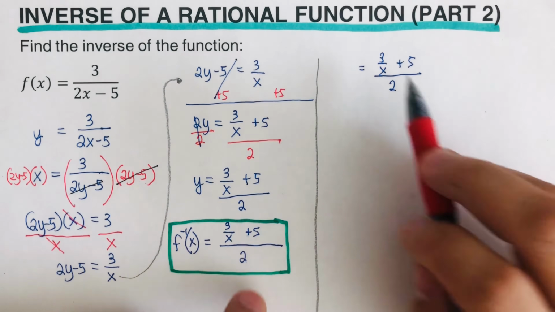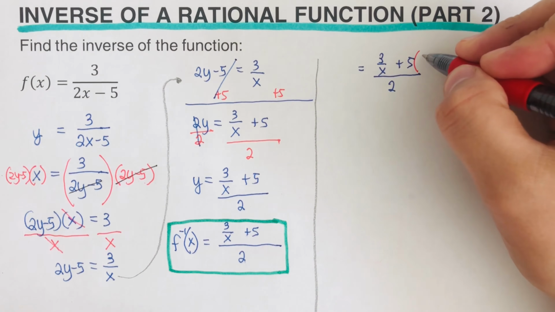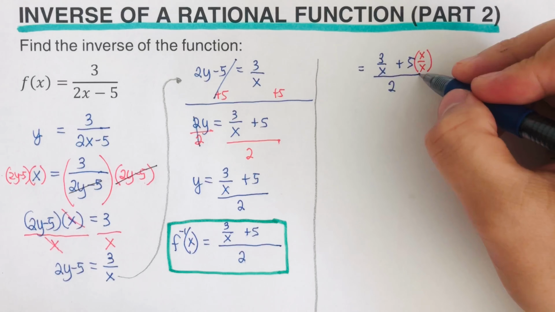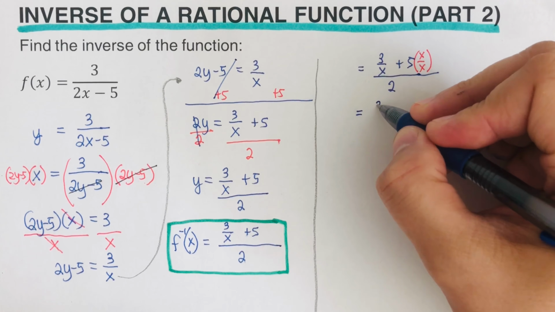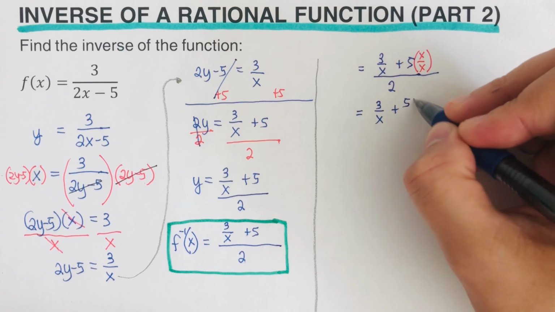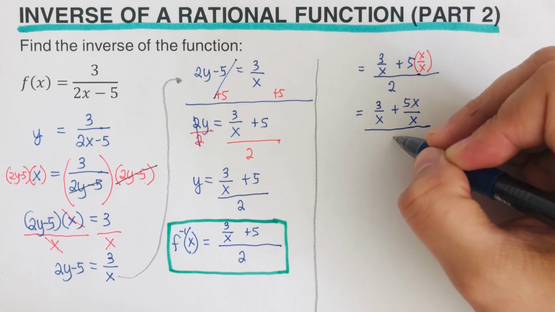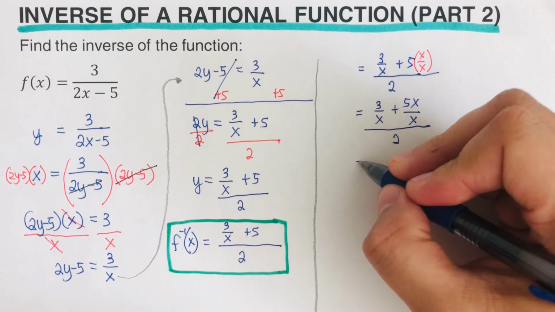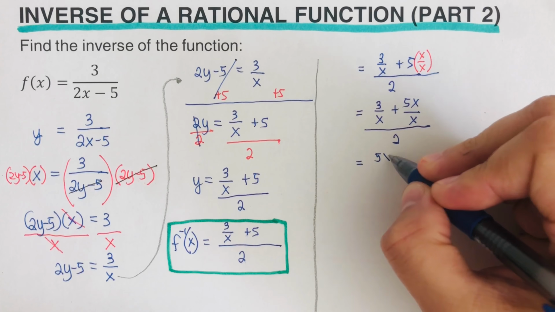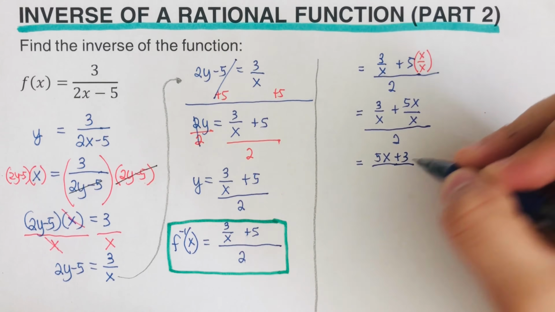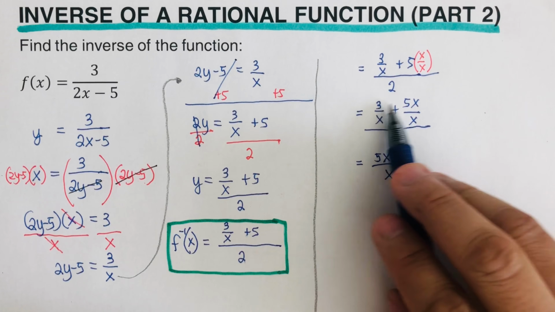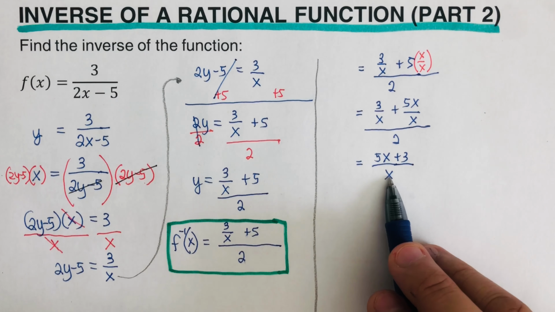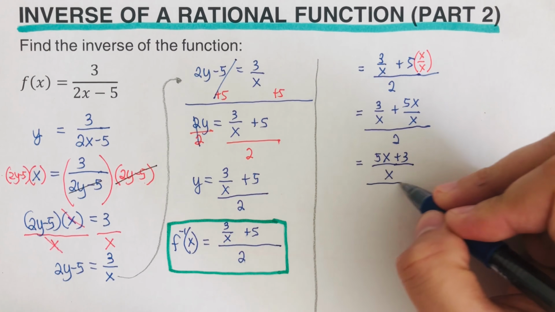I can go ahead and make their denominators the same by multiplying this side with x over x. So I just multiplied x over x in there. Then our equation would come out 3 over x plus 5x over x, and that is over 2. Since these two are like terms already, they have the same denominator, so we can go ahead and add them up. That would be 5x plus 3 over x, and that is over 2.